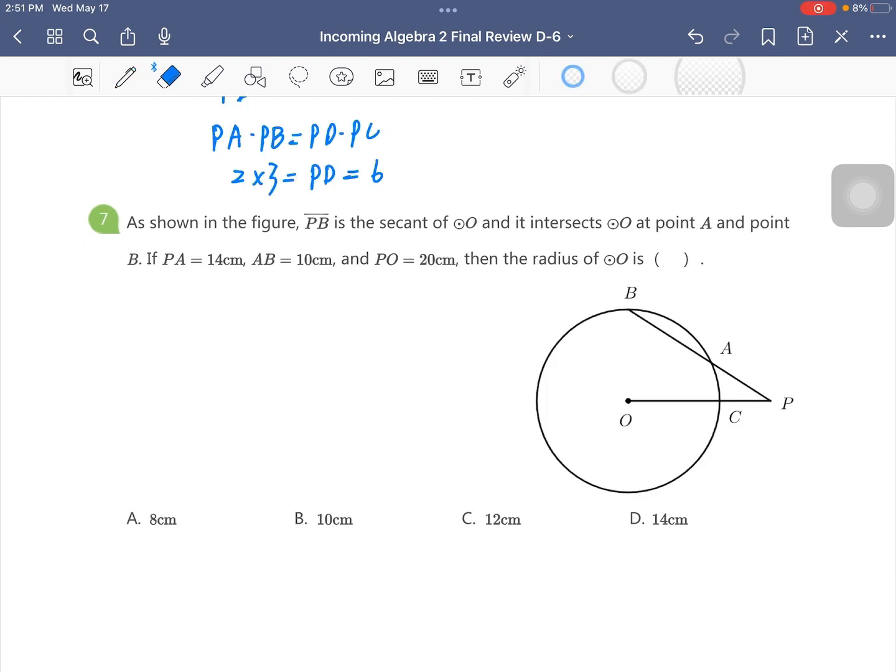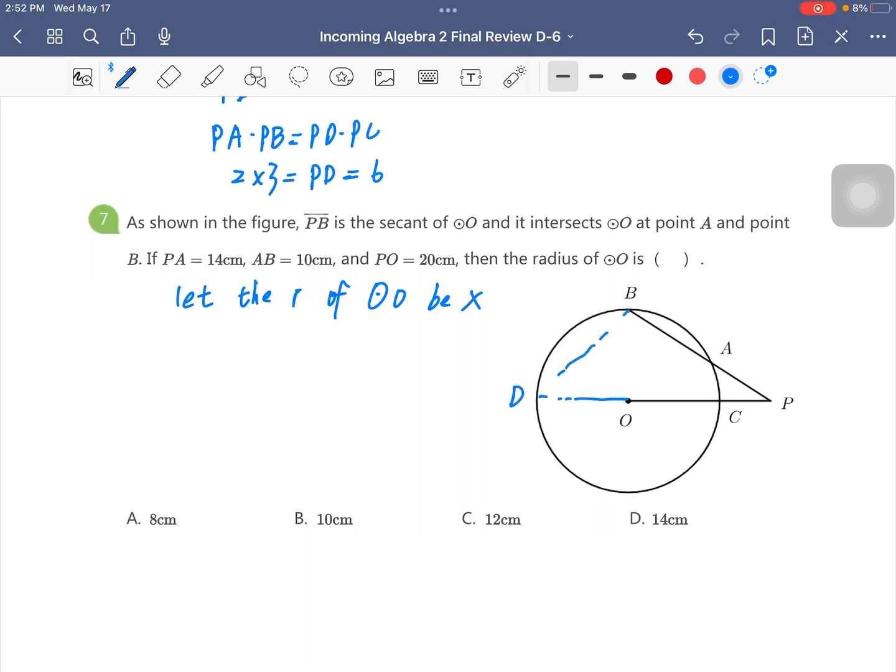centimeters. For question 7, it's also a combination of the knowledge of similar triangles and circles. We have the lengths of PA, AB, and PO, and we need to get the radius of the circle O. First, let the radius of the circle O be x. Let's extend PO to intersect circle O at point D, and connect BD, AC, BC, and AD.